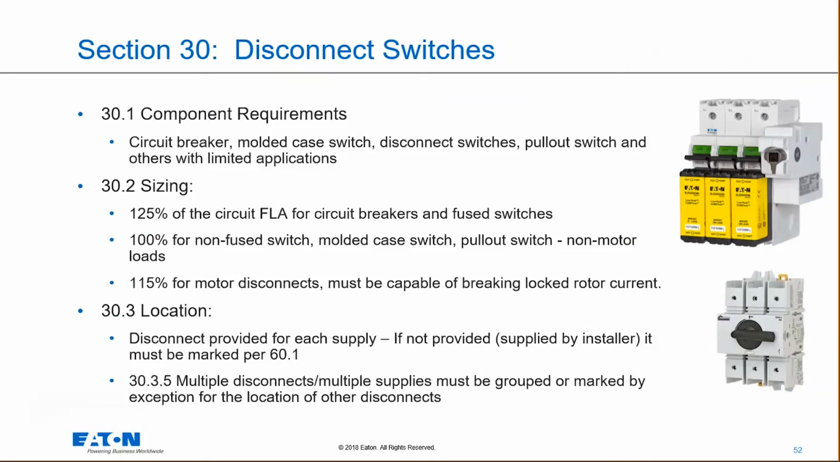If for some reason you have multiple disconnects within your panel or multiple supplies, maybe you've got control and power coming in there, you want to make sure that they are grouped together in your panel. If they're not grouped together, once again, there's an exception. You can make a note to say it's not together, but here's where it is. So you have to make sure that you either put them together or mark it that way, so that whoever is working in that panel knows how to shut that power off properly and be able to work safely.